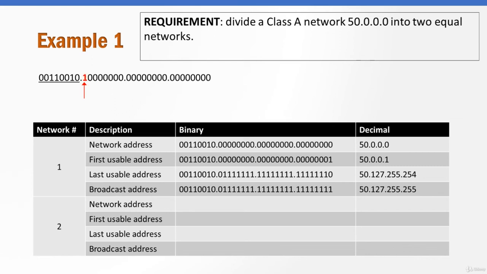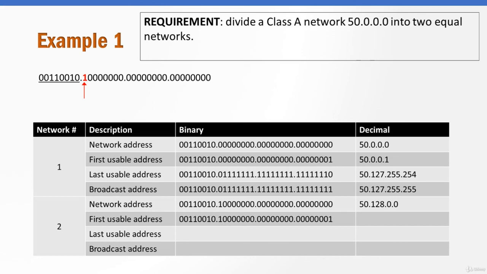If this is 1, our network address is going to be the first 8 bits, or the first octet, still going to be the same, but then the 9th bit is going to be 1. And then the rest of the bits for the network IP address are going to be zeros. And in decimal format, that's 50.128.0.0.